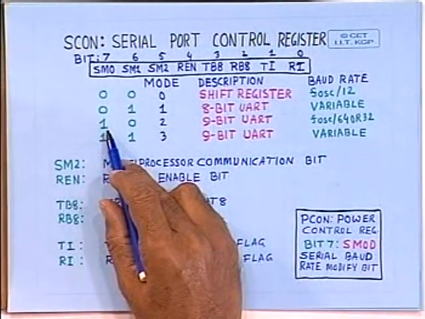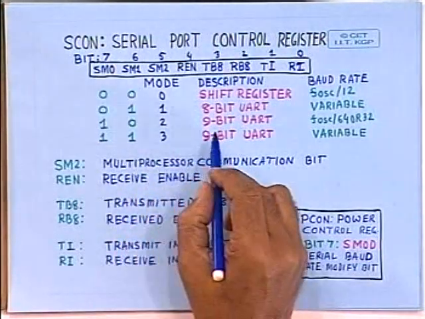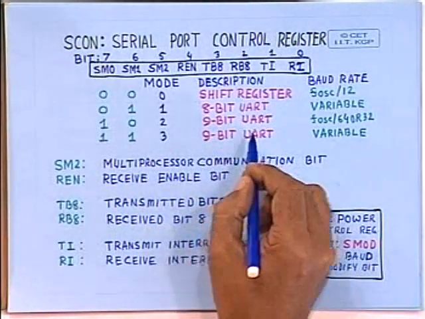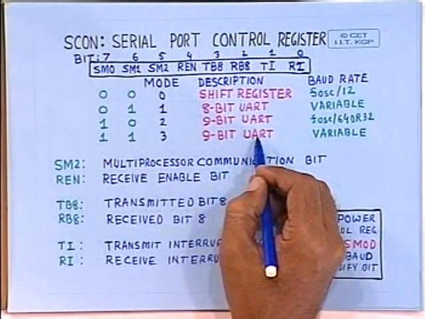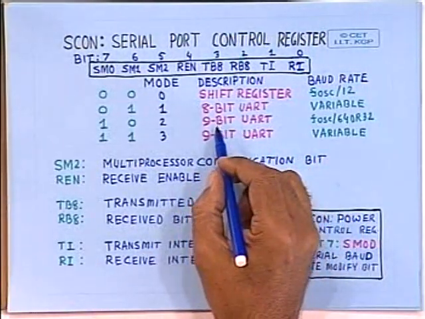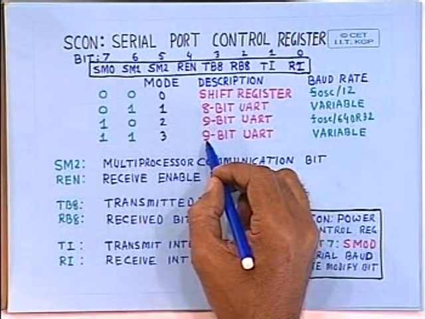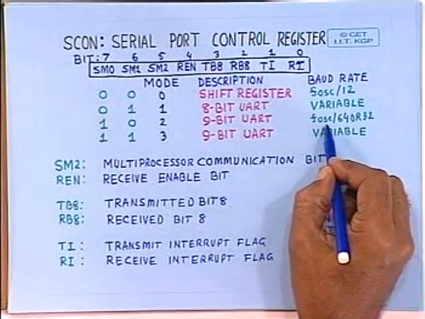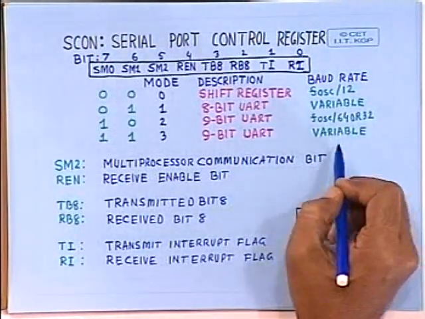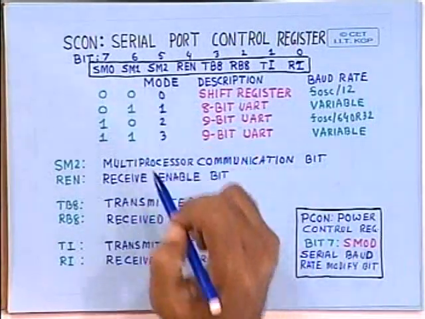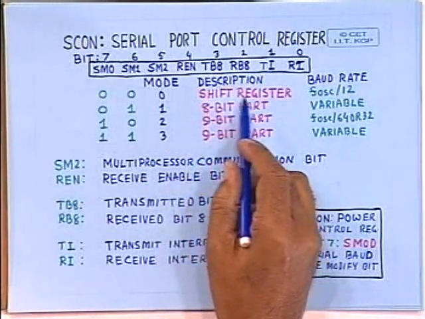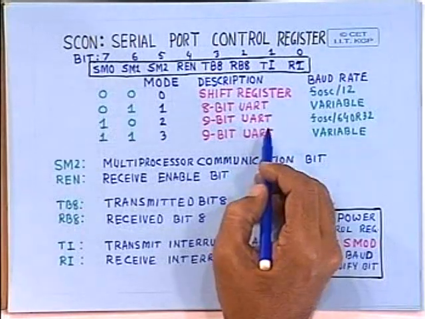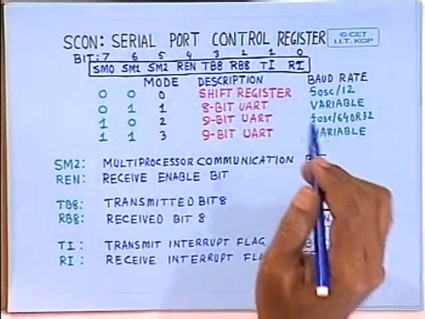Then this is 10, that is mode 2, although I am writing 9-bit UART, and 11 is mode 3, which is also 9-bit UART. These two modes are used typically for multiprocessor communication, and we shall see how the communication can take place either at a little higher speed, the frequency of oscillation divided by 64 or 32, or it can be variable. So you have 4 such modes of operation, where you can use it as a shift register, you can use it as a universal asynchronous receive transmit device, or you can use it for multiprocessor applications.